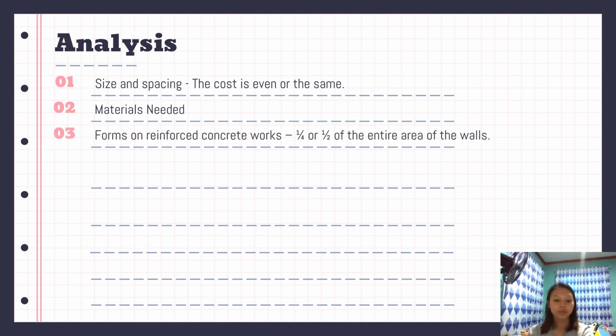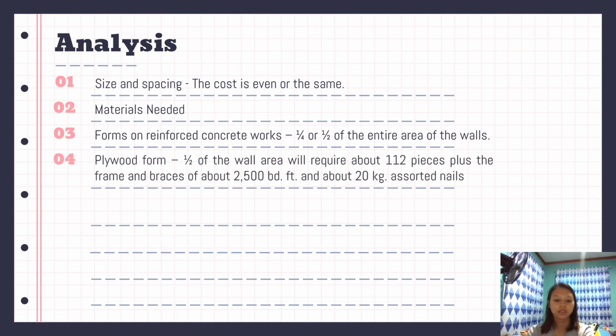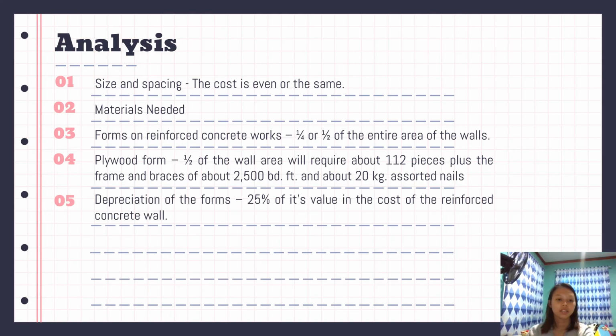If forms are used on reinforced concrete works, what is needed is 1/4 or 1/2 of the entire area of the walls. Pouring of concrete could be done by sections. If plywood form will be used, 1/2 of the wall area will be required. The dismantled plywood forms and lumber frames could still be used on other structures.